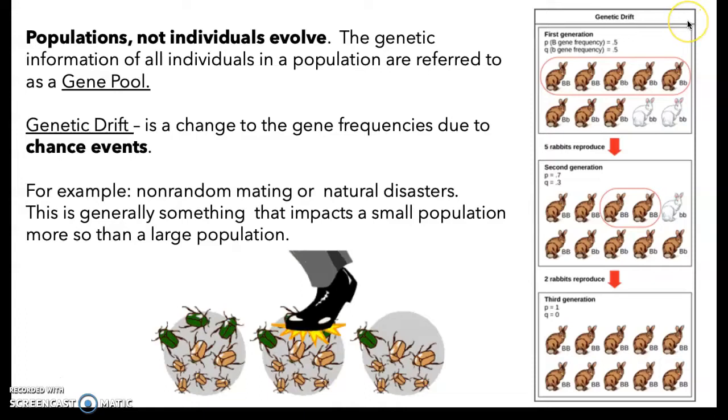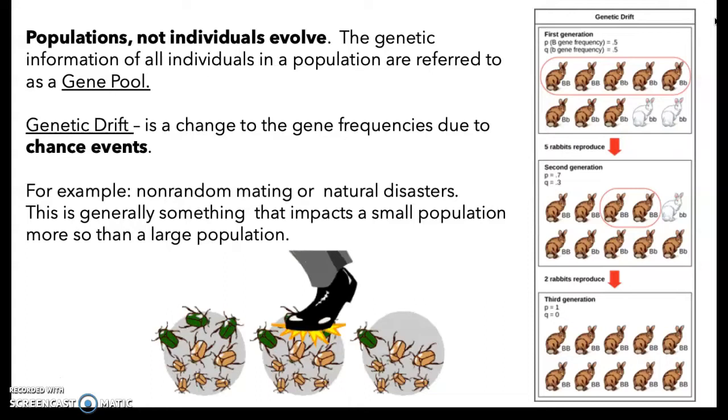The 5 on the top line are the only 5 rabbits that are reproducing. And those rabbits' offspring are shown or reflected in that second generation. So you can see there's still genetic variety. You've got homozygous dominant, recessive, and heterozygous rabbits present.